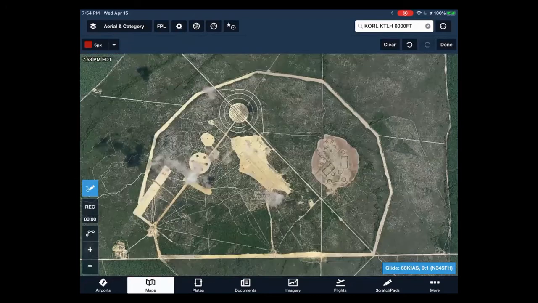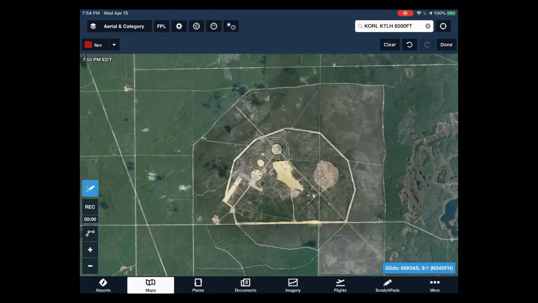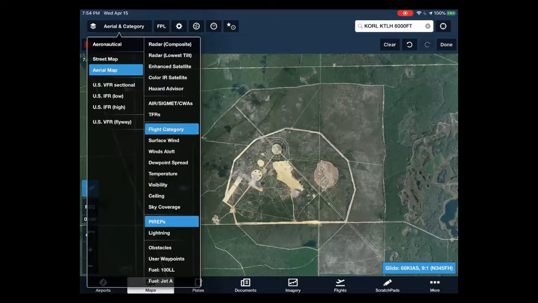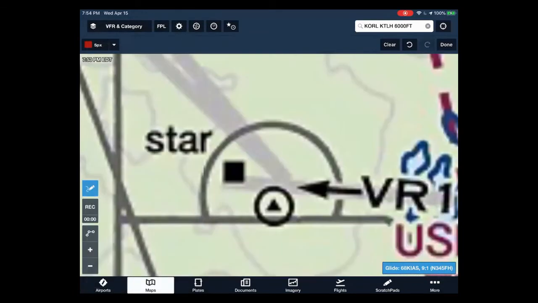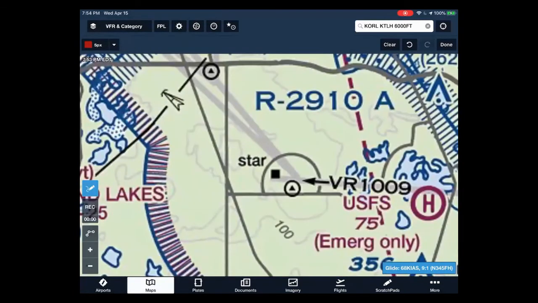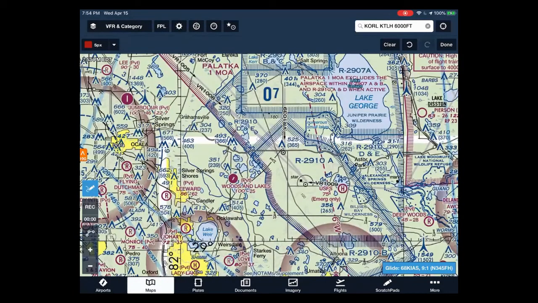You don't see this on the charts. So sometimes when you're wondering what's going on, don't forget with ForeFlight or any type of Google Earth situation, you can always say, okay, I see that on the chart, but let me investigate further what's going on. And if nothing else, it's a bit fun to kind of see things.